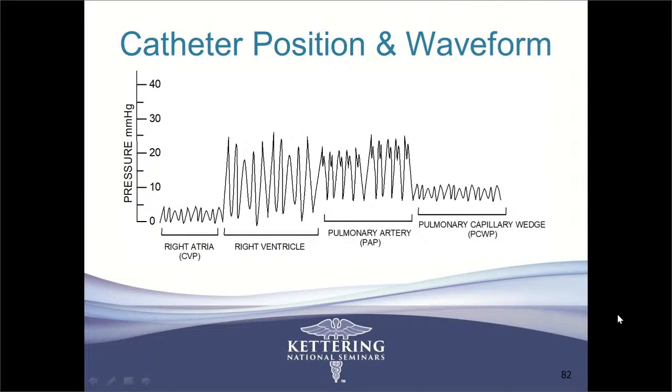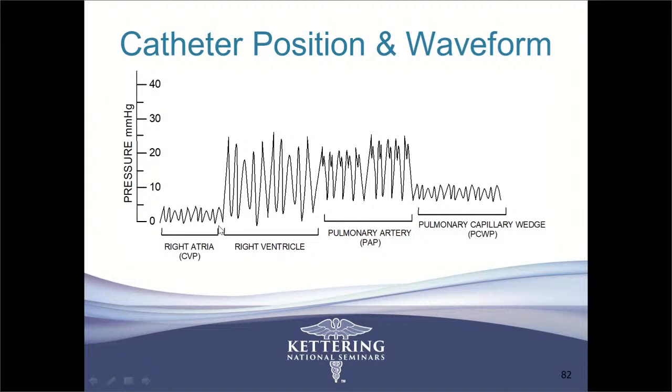Let's talk about the waveform, the catheter position and waveform. You're going to need to be familiar with what these waveforms are and represent, or what they may represent as far as location. Where are they at? This is a tracing of a pulmonary artery catheter being placed in the patient, starting off in the right atrium and going all the way through to the wedge position.